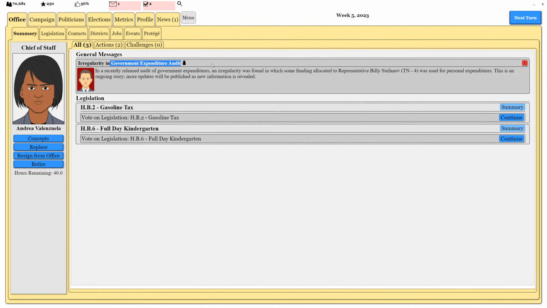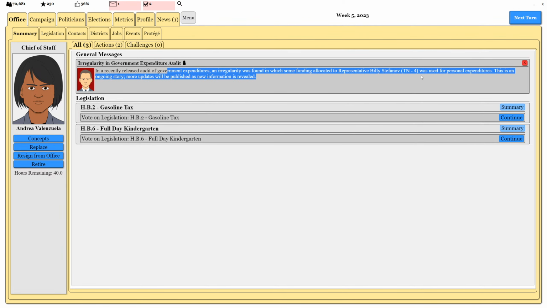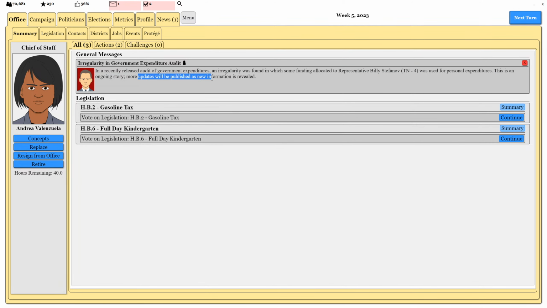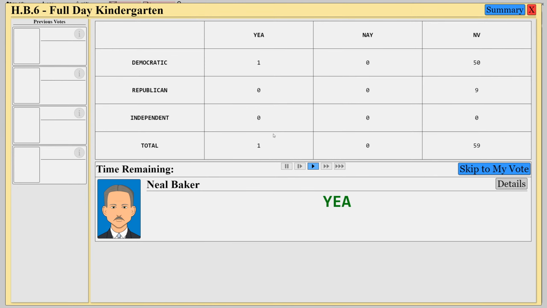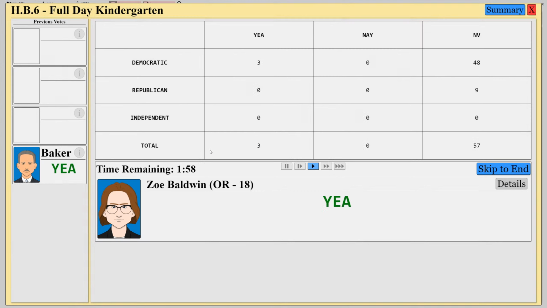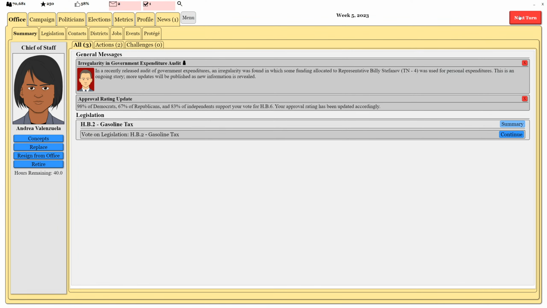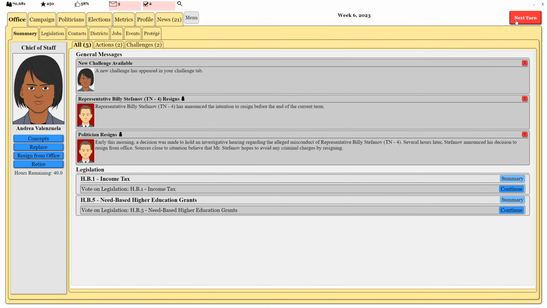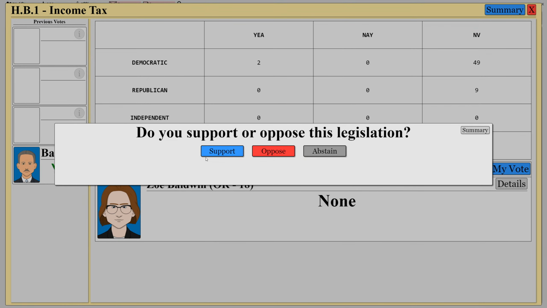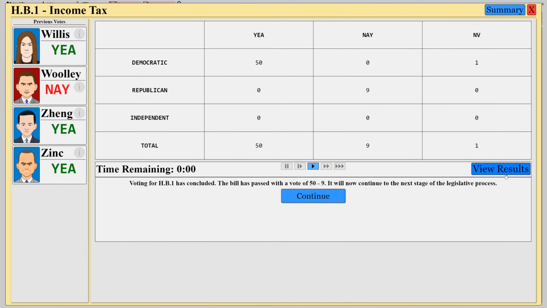Regularity in government expenditure audits. Was used for its personal expenditures. This is an ongoing story. More updates will be published as new information is revealed. Full day kindergarten. Go ahead and support that. And C, 53-7. Damn, leave some stuff for me to get past whenever I become governor. Oh, we're gonna abstain.